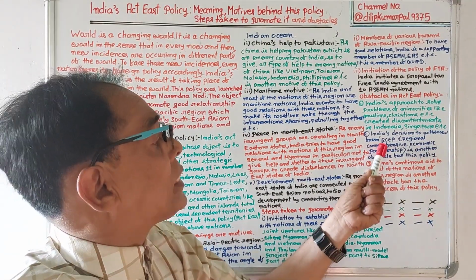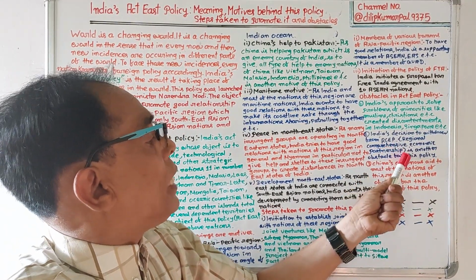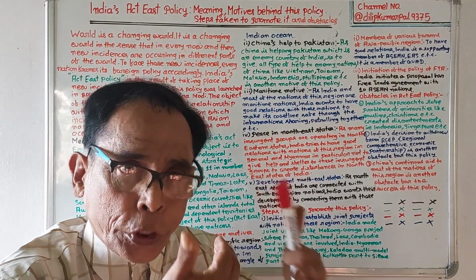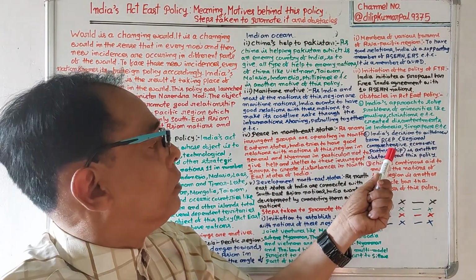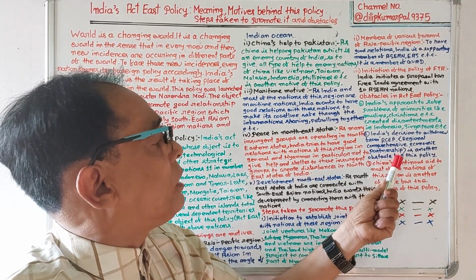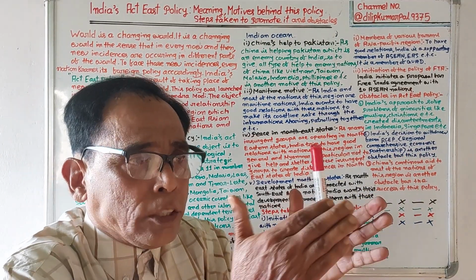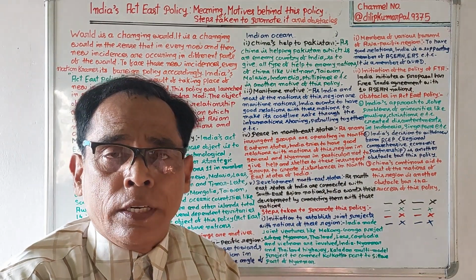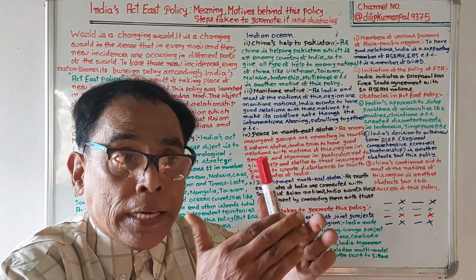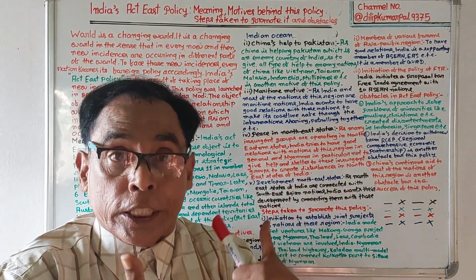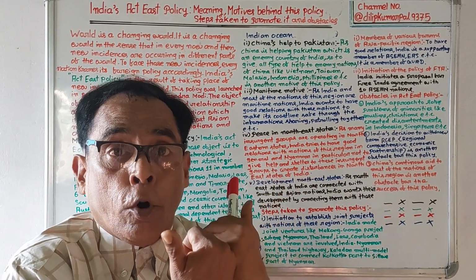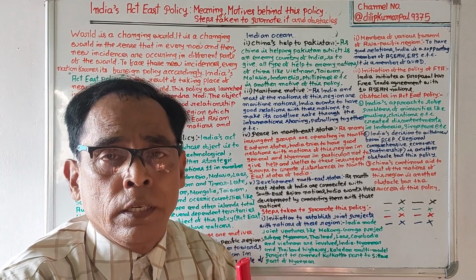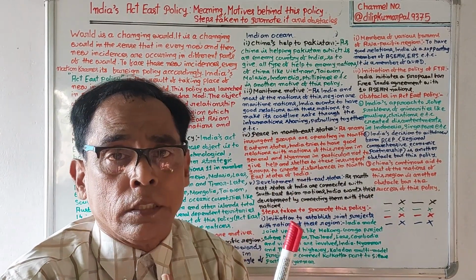Number two, India's decision to withdraw from RCEP, Regional Comprehensive Economic Partnership, is another obstacle for this policy. India has withdrawn from the Regional Comprehensive Economic Partnership Agreement because India felt that by this treaty there will be trade deficit. It means there will be more import and less export. For national interest, India decided to withdraw from RCEP. It is another obstacle for India's Act East policy.